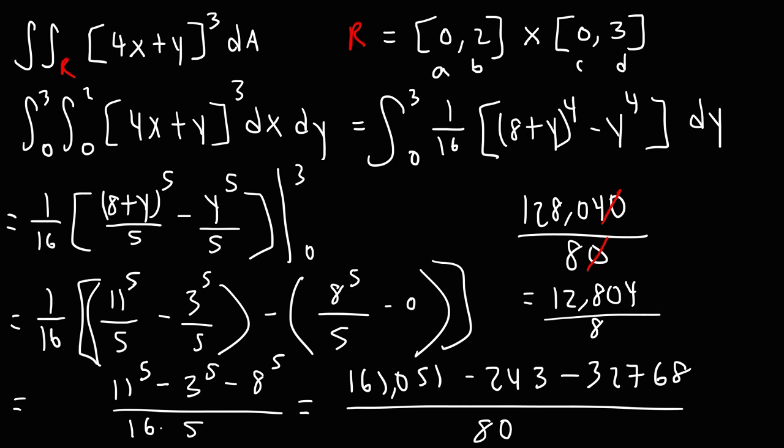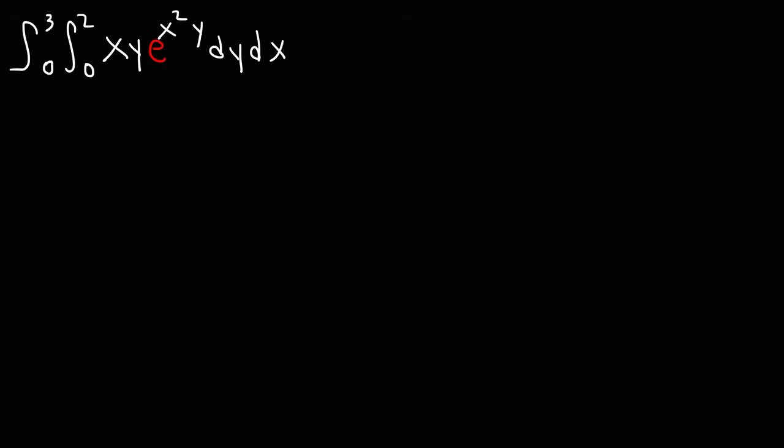If you divide it by 2 again, 12 becomes 6, 8 becomes 4. So you get 6402 divided by 4. And then you can divide that by 2 again. Half of 64 is 32. Half of 2 is 1. So you get 3201 over 2. So this right here is the final answer.